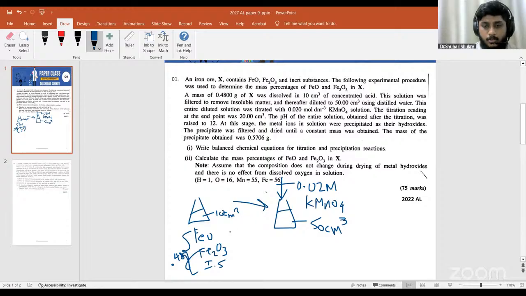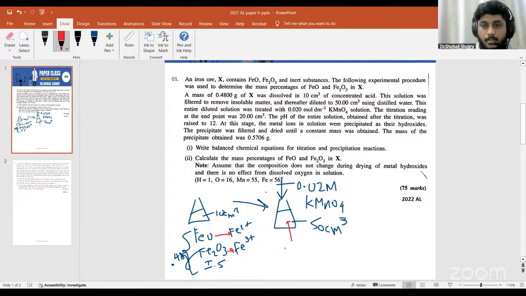From FeO, you got Fe2+. First, we'll try to understand the logic. In Fe2O3, you got Fe3+. Now, when you put KMnO4, it can go to MnO4 minus. At the same time, then who will react with this KMnO4? This Fe2+ or Fe3+? Who can react? Who can react with this KMnO4? Yeah, the correct answer is who can react?